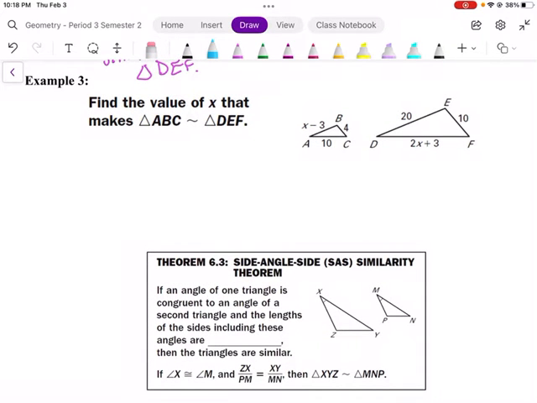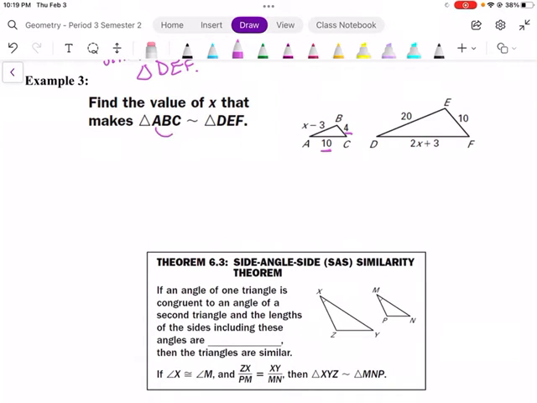Moving on to example 3. For this one, we are going to find the value of x that makes triangle ABC similar to triangle DEF. So first we want to choose a side that is corresponding between the two triangles that both have number values, so they don't have a variable with them. So looking at our first triangle, that could either be AC or BC.